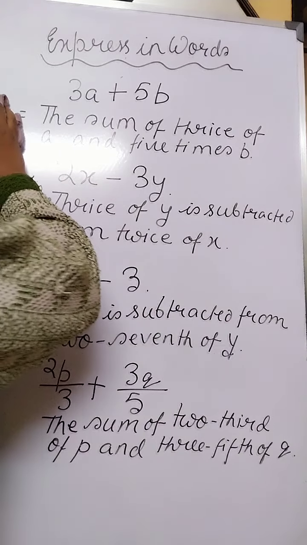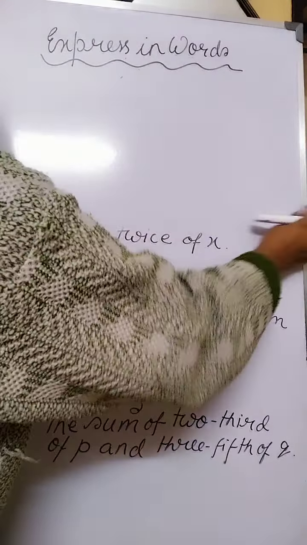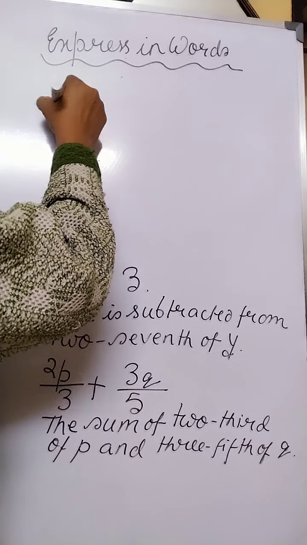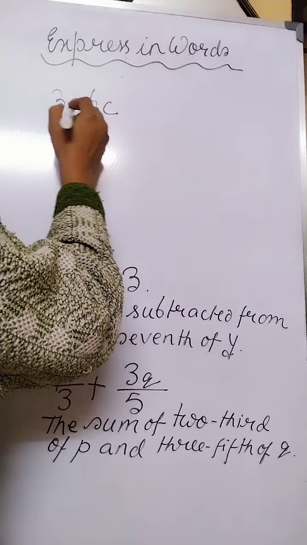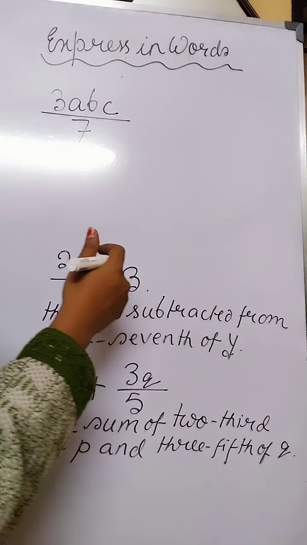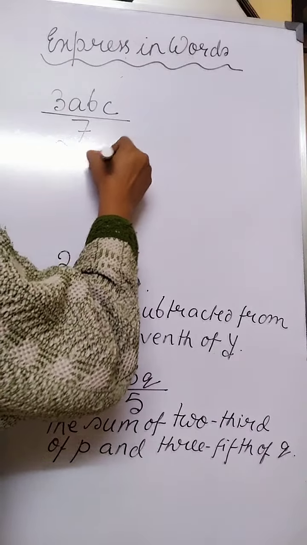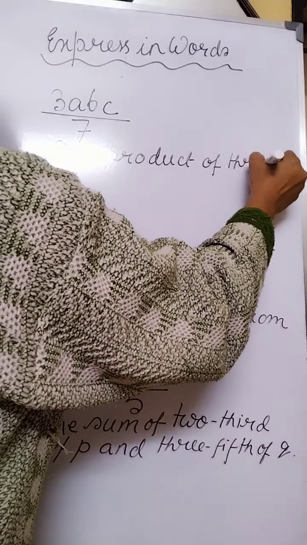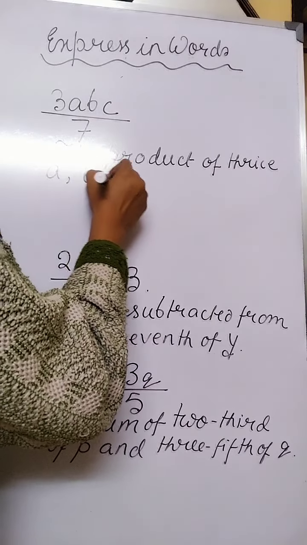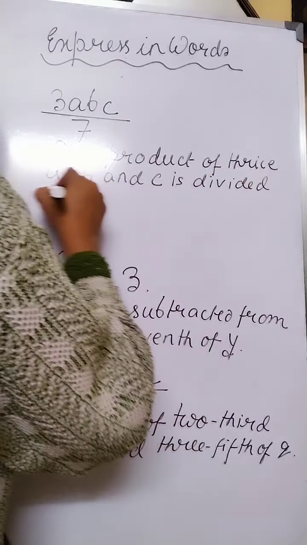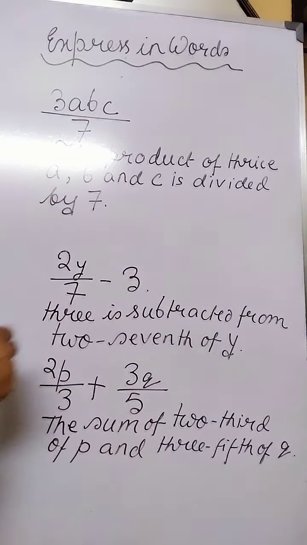So I am wiping the first two. Suppose it is given 3abc by 7. How will you express this? You will write: the product of thrice a, b and c is divided by 7. The product of thrice of a, b and c is divided by 7.